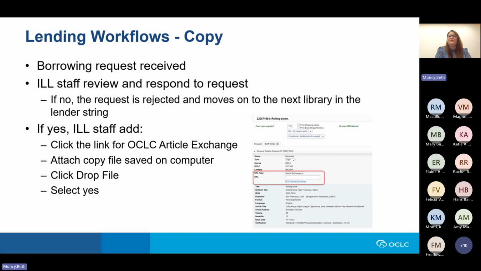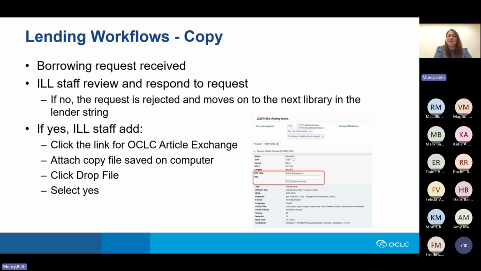Now, the copy workflow, if you've used that in the past in WorldShare ILL, it's going to be the same process. You receive the borrowing request and respond appropriately. If it's no, it moves on to the next library in the lender string. But if it is yes, then you'll be able to click on where it says article exchange. And you can attach a copy file that is saved on your computer. So either you can enter a URL or you can attach a file, click drop file, and then select yes to supply that particular item.